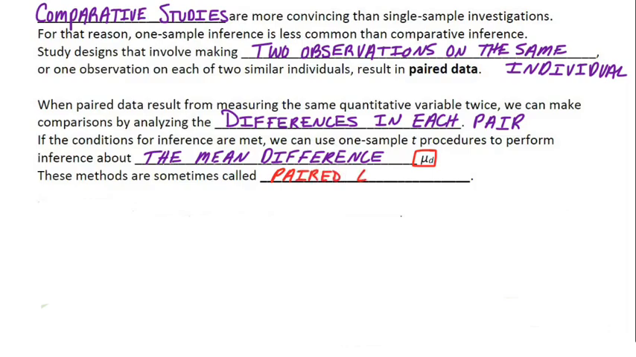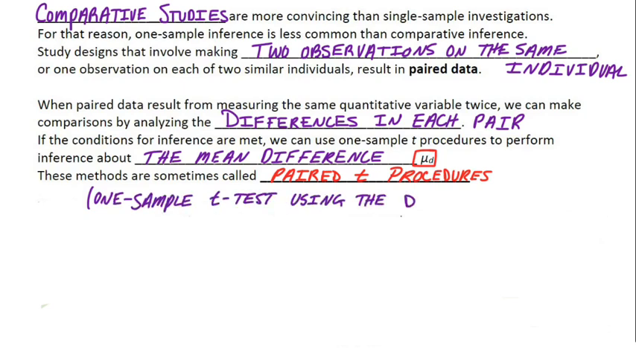Sometimes people call these paired t procedures. And as far as the inference method goes, you're really doing the same thing. You're going to do a one-sample t-test, but you're going to use the differences between each pair for your sample, like the thing that you type into L1.